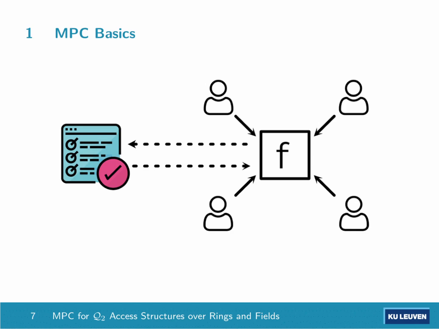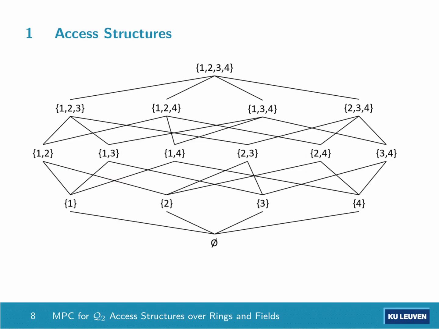In this particular paper, we only treat protocols which function for so-called Q2 access structures. To understand what this means, we first define what an access structure is. To do this, we look at the following figure. Here we see all the possible combinations of our 4 players set out. An access structure is then simply a way for us to tell the protocol which parties can retrieve the secret after the computations are done.